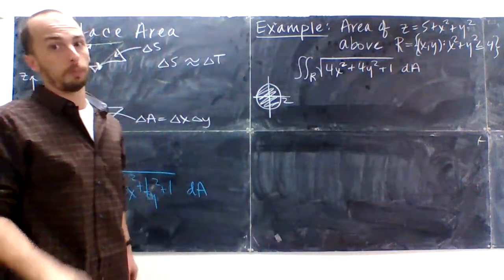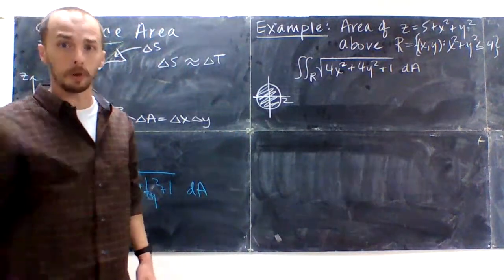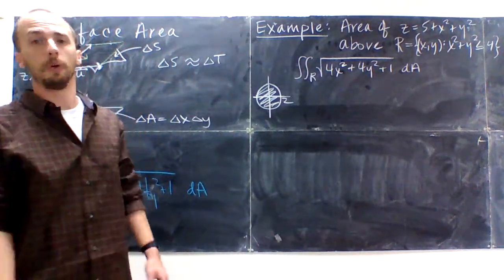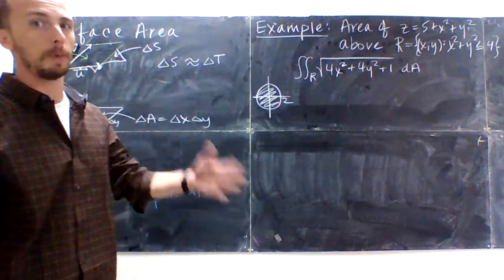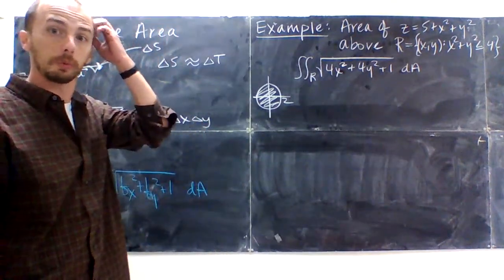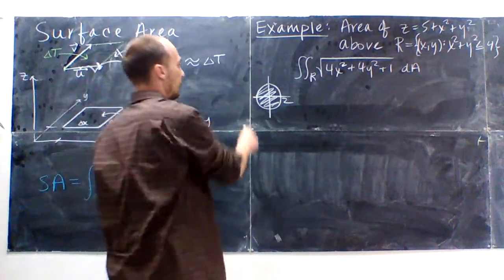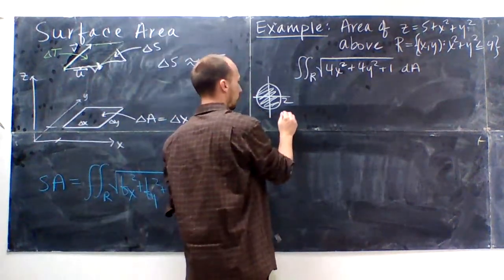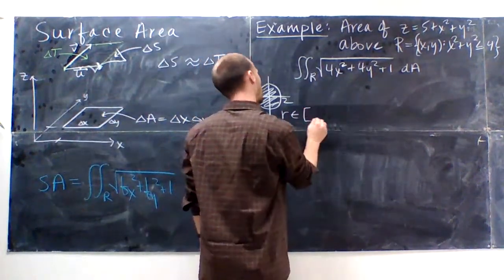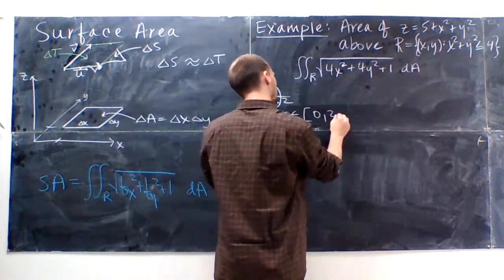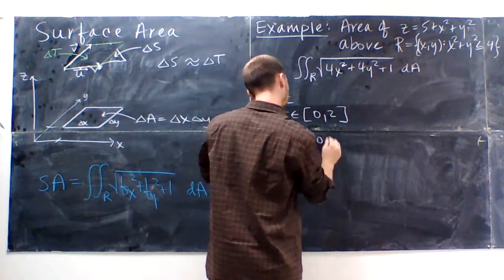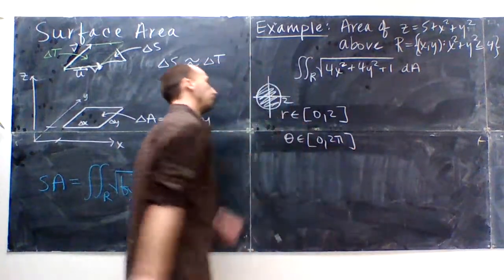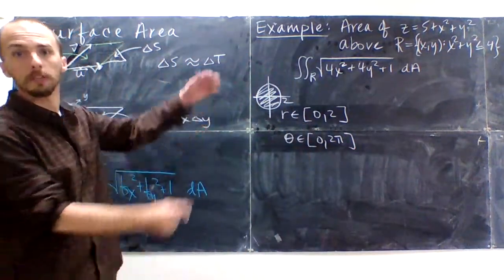As I have told you before, if you are trying to integrate over a region that is a circle centered at the origin, you have two options, and one of them is really difficult and one of them is much easier. The easier one is to switch to polar. So I'm going to do that. This is r between 0 and 2, and theta between 0 and 2 pi. That's basically a rectangle we can integrate over.